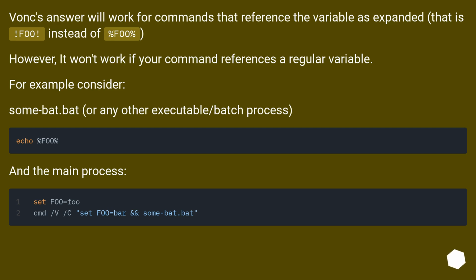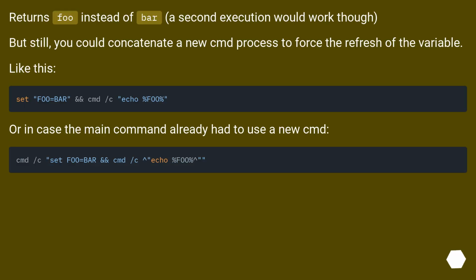Vonk's answer will work for commands that reference the variable as expanded, that is, !foo!, instead of %foo%. However, it won't work if your command references a regular variable. For example, consider sumbat.bat or any other executable or batch process, and the main process. It returns foo instead of bar. A second execution would work though.